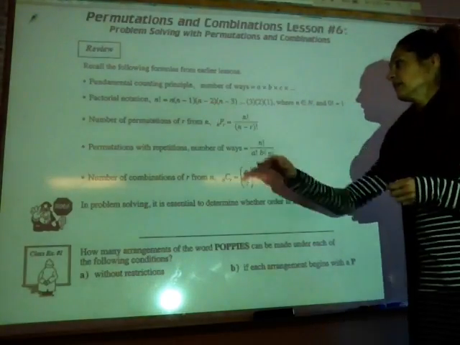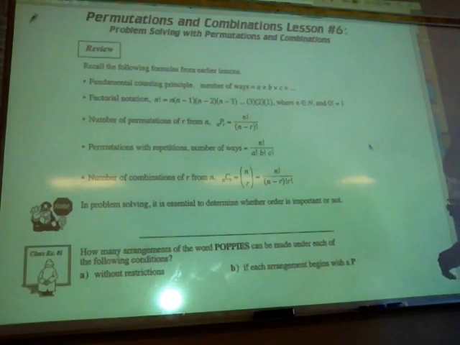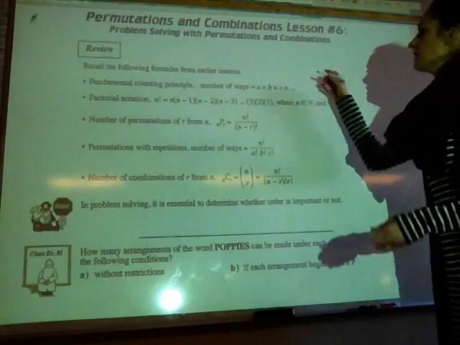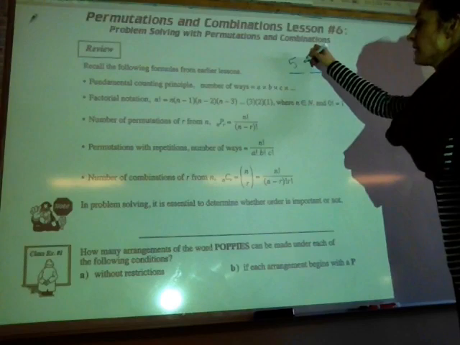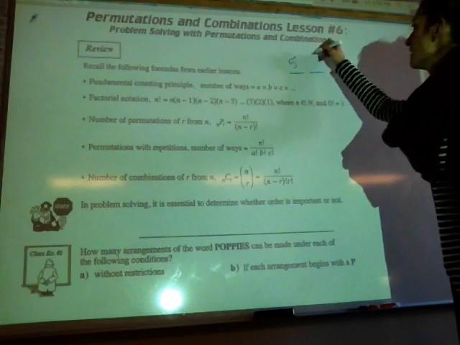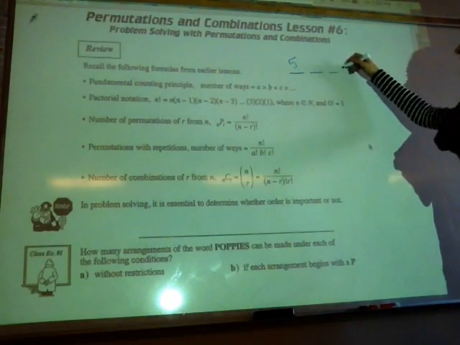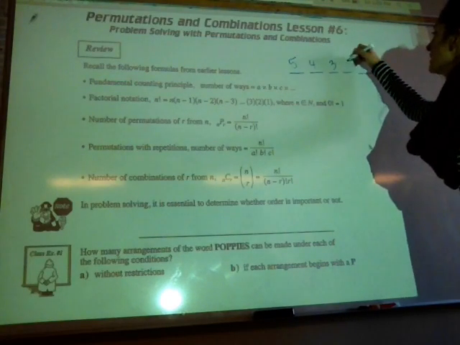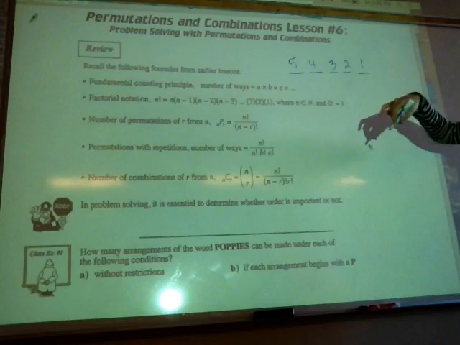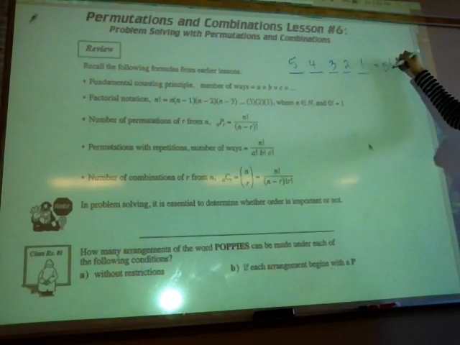So n factorial, that's when you're looking at, say for example, you had a 5-letter word, but you only need to take 3 of those letters. That wouldn't work for factorial notation. Let's just say we had a 5-letter word, you need to take all 5 at a time. So it would be 5 times 4 times 3 times 2 times 1. Multiplying those together, we get 5 factorial.